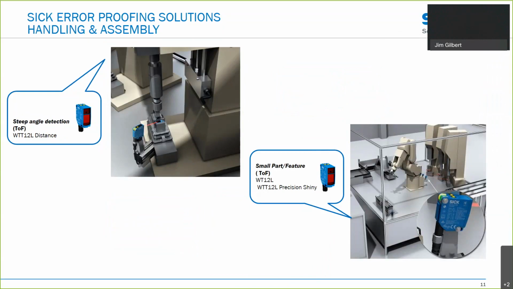For handling assembly applications, here again, you need to be mounted some distance away from the work cell. In this case, we're actually looking at assembly of a sensor. So you can use your sensors to inspect assembly of your sensors. You could use something like a W12 distance sensor if you need tighter resolution. Then we could look at the WT12 laser that I was talking about before, or the Precision Shiny version. And on the right-hand side, we're looking at another work cell before, say, an ultrasonic welding process is done. We just want to verify that those parts are in place before you advance.